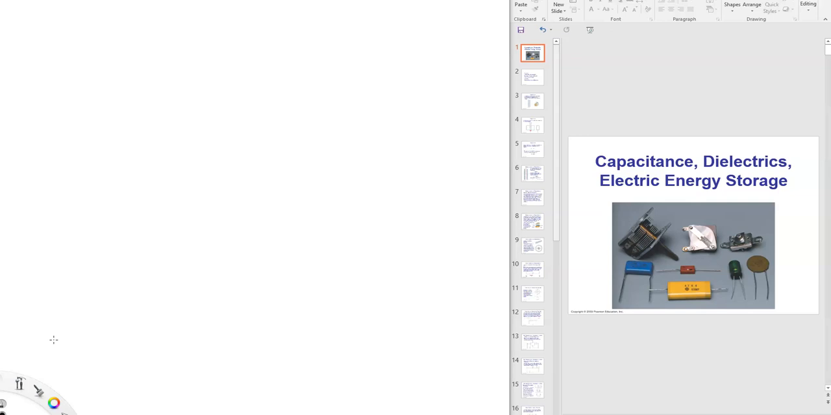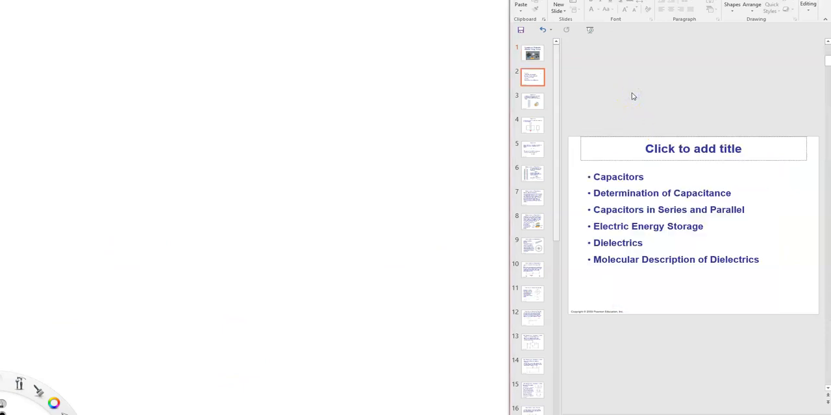So you guys already have some idea about how to build a circuit, how to make some measurements with voltage supplies or batteries, resistors and light bulbs. So next step is to add a capacitor into these circuits. Okay, so the topics we're gonna discuss briefly.